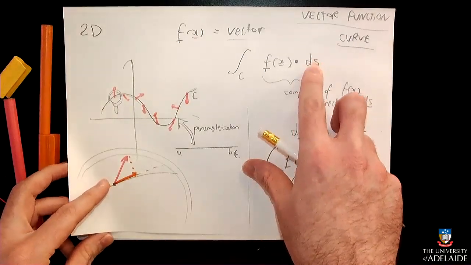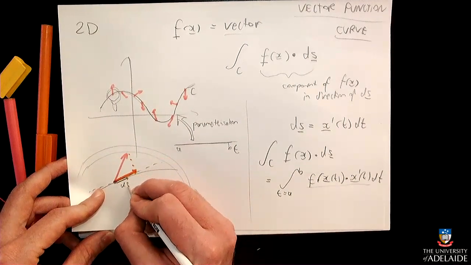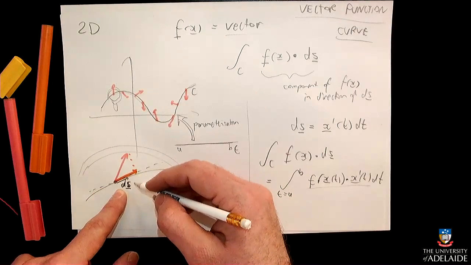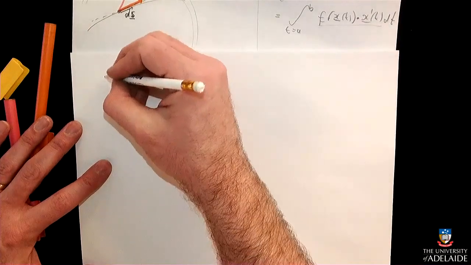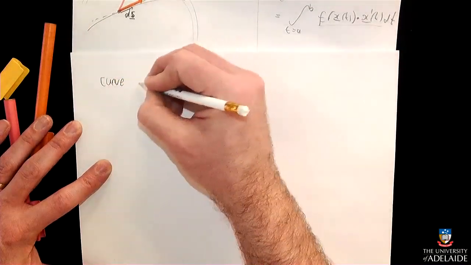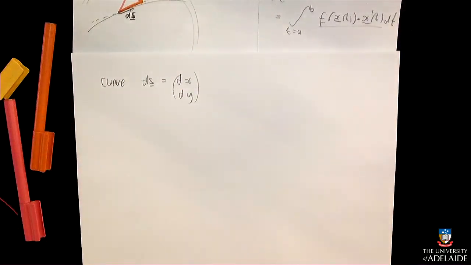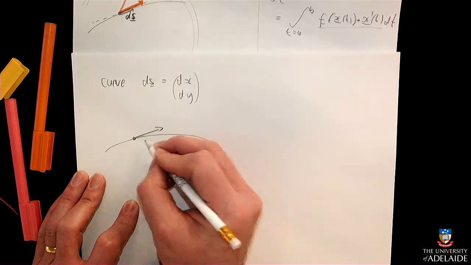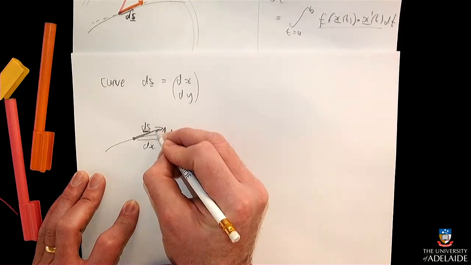This ds, which is a piece of the curve, that ds there is a vector. It's made out of a little change in x and a little change in y, which I haven't mentioned so far. ds is a vector. It's made of a little change. There's the curve. There's my ds. And it's made of a little change in x and a little change in y. Like that.